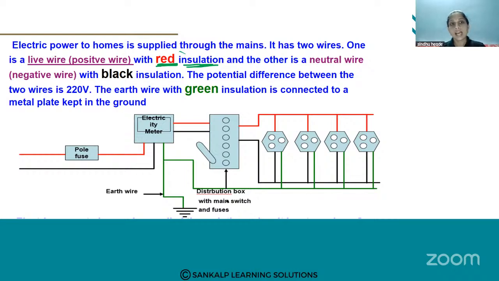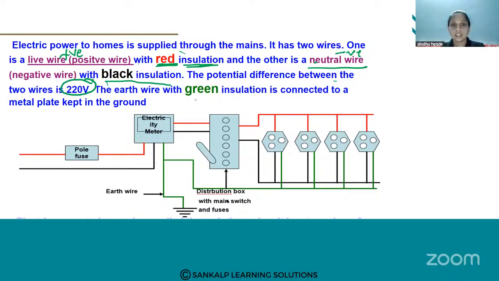If suppose it has black insulation, that wire is considered as a neutral wire. Black insulation, what do we call it? We call it a neutral wire. It is negative. And this red insulation is called the live wire. It is always positive. The potential difference between the live wire and neutral wire is always 220 volts. So it's very very important. The potential difference between the live wire and neutral wire is 220 volts.